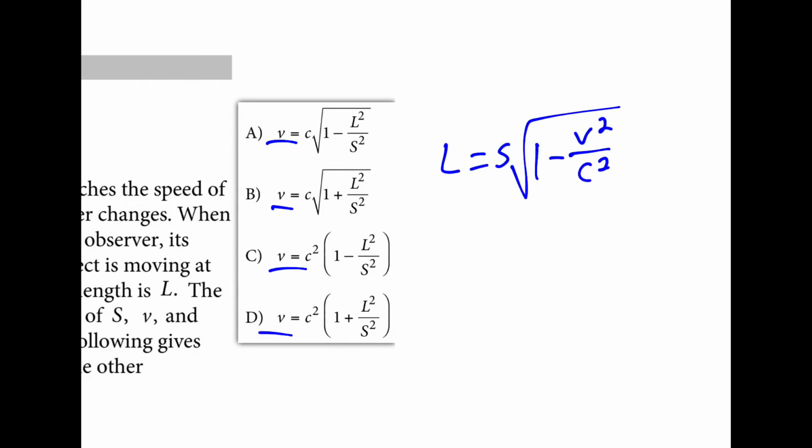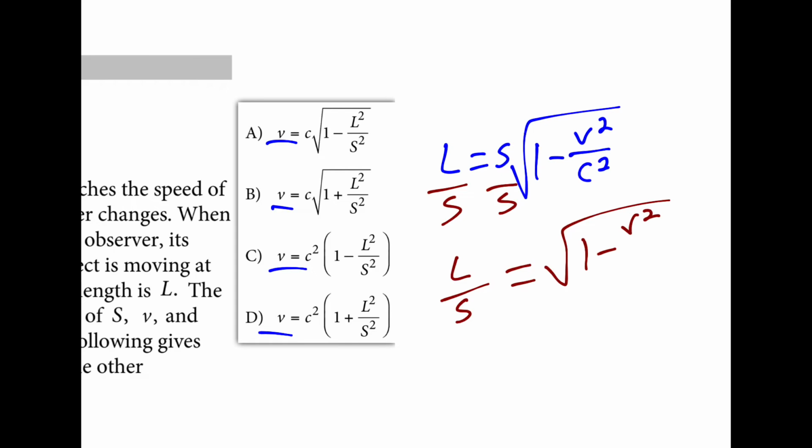So this looks pretty complicated, but all I have to do is to solve it for v. So I start from the outermost layer, I divide by s on both sides. I now have L over S is equal to the square root of 1 minus v squared over c squared. And I will square both sides to get rid of that square root. It looks like they are distributing the squared to make it look like this. That shows up in every answer choice anyway.